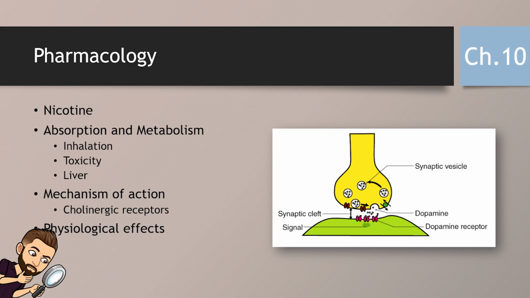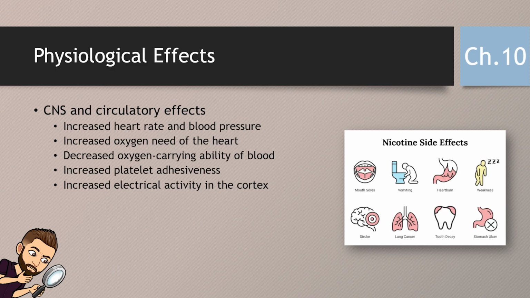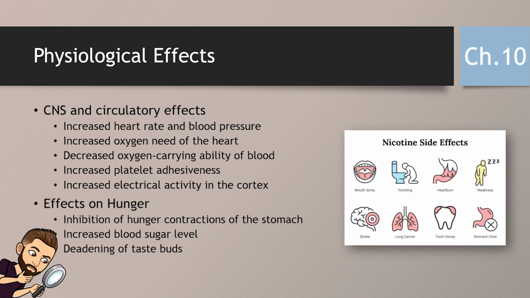So those are some of the physiological effects which fall under the pharmacology when we're talking about this. But we also have, I'm ahead of myself. These are some of the effects on the central nervous system that we just talked about, right? Increased heart rate, increased oxygen need of the heart, but reduced oxygen-carrying capability of the blood. Increased electrical connectivity. And then we see the effects on hunger, where it decreases hunger for this multitude of reasons.